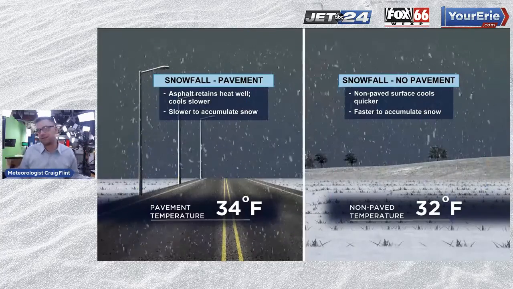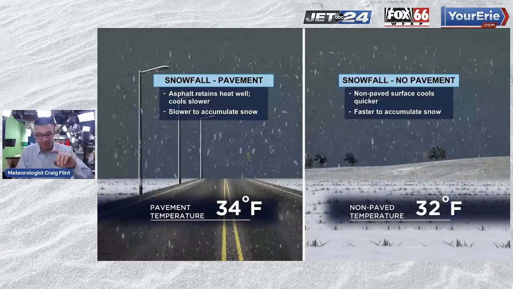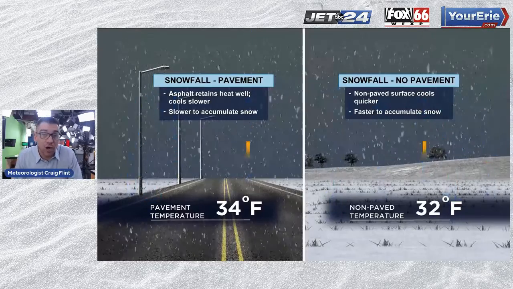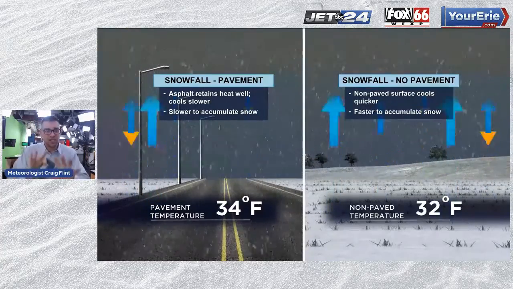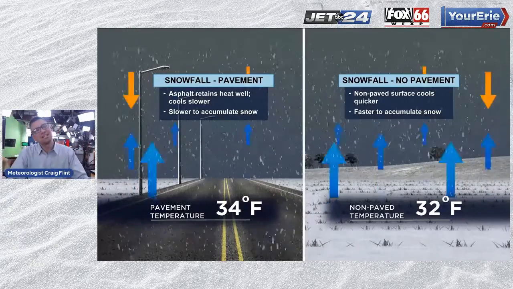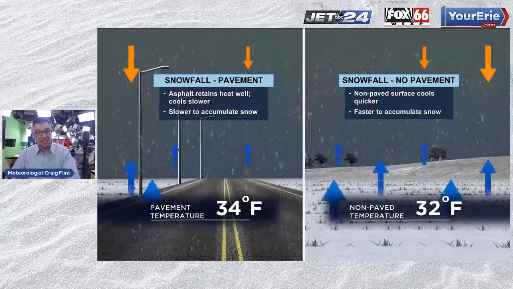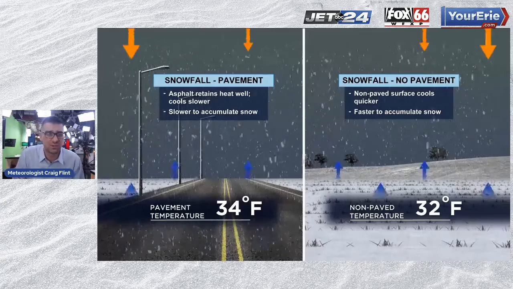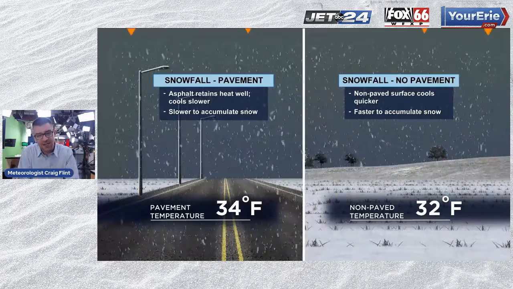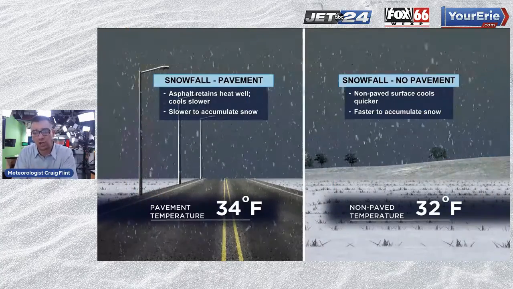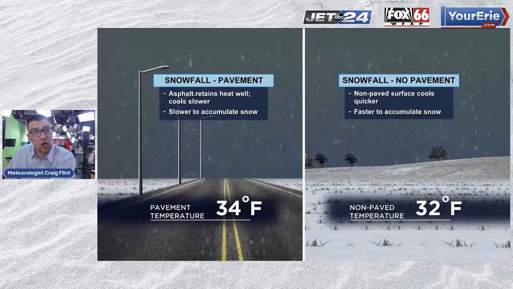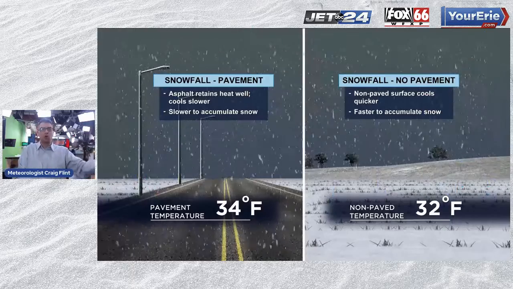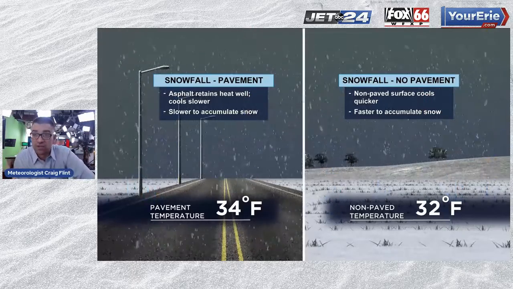Now, there's other factors here besides temperature. How hard it's snowing is a factor that you have to consider. But generally speaking, especially this time of year, early season, and even into the winter months to some extent, the pavement will retain heat longer, which makes the accumulating snow that much harder to do on a roadway versus lawns, trees, and grassy surfaces.